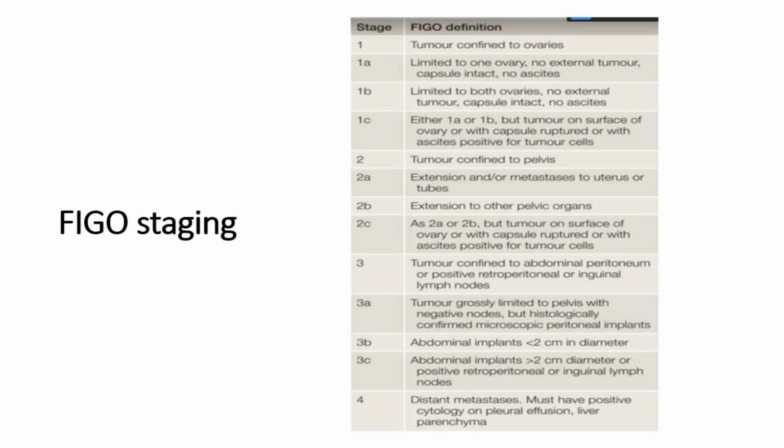Stage 2 is when the tumor is confined to the pelvis. It can also be divided into A, B, and C. 2A is extension to the uterus or fallopian tubes. 2B, extension to other pelvic organs. And 2C, it can be 2A or 2B, but with tumor on the surface of the ovary, ruptured capsule, or ascites positive for tumor cells. It is quite similar to 1C. For stage 3, the tumor is limited to the abdominal peritoneum, or there are positive retroperitoneal or inguinal lymph nodes. It can be divided into A, B, C as well. And stage 4 is when there is distant metastasis, where there is positive cytology on pleural effusion or liver parenchyma. So this is the FIGO staging.